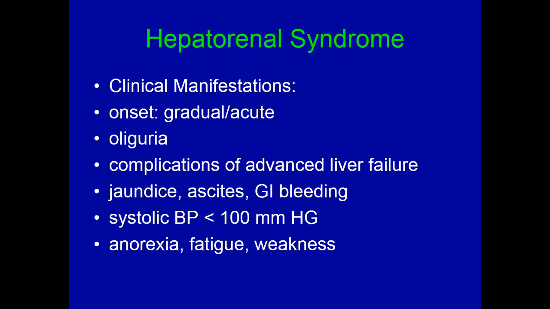Okay, so liver failure, jaundice, ascites, GI bleeding. Those are all symptoms of liver disease. Bless you. Low blood pressure, and then signs of uremia. Of course, not on here, I did mention increasing creatinine levels and decreasing GFR.